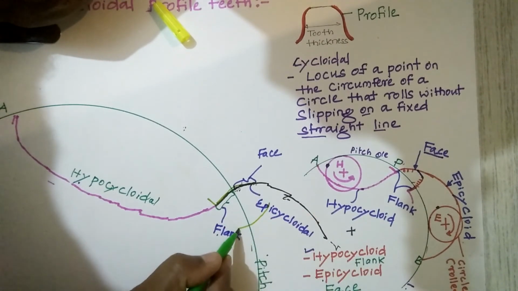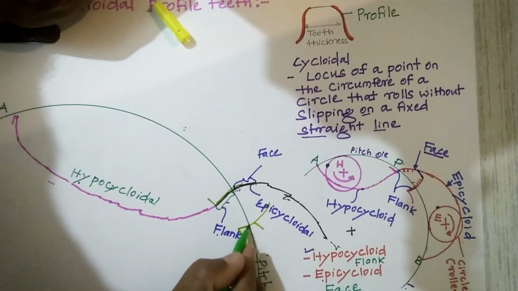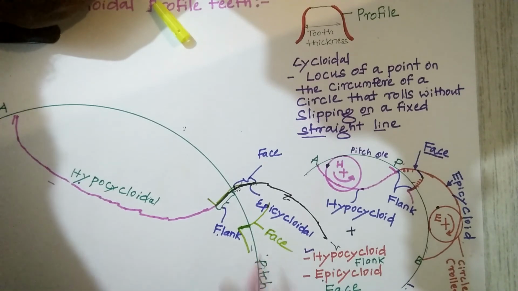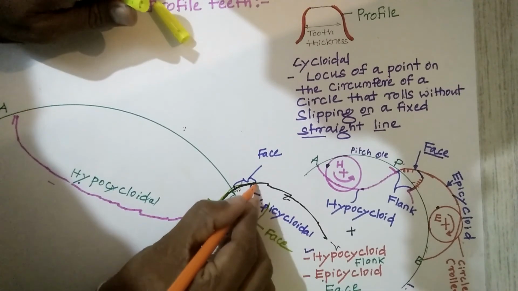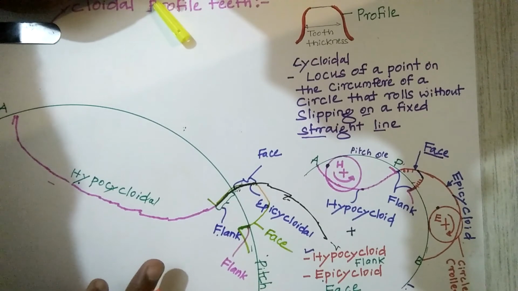You have to rotate in the opposite direction. This is also, you will get it. This portion, what you have to call it? This is due to flank, this is due to face, this is due to face, this is due to flank. Then this becomes a tooth. I hope that you got this one clearly.